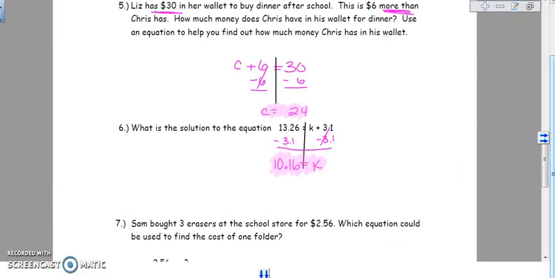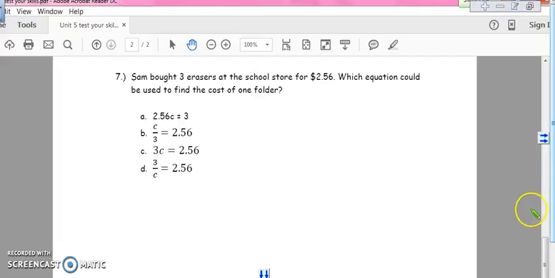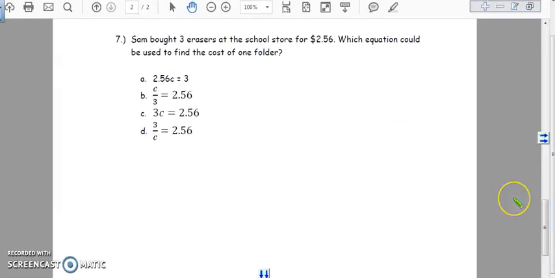Okay, let's look at number 7. Sam bought 3 erasers at the school store for $2.56. Which equation can be used to find the cost of one? This should say eraser. Sorry. Okay, so I need one eraser. How do I figure out the cost for one thing? I'm going to need to divide. So I take my cost and I have to divide it by 3. So I need to figure out which one of these will take the $2.56 and divide it by 3.